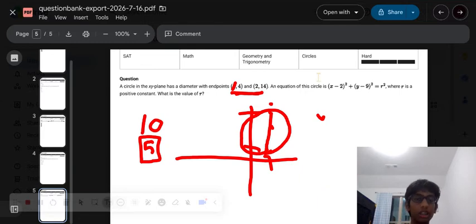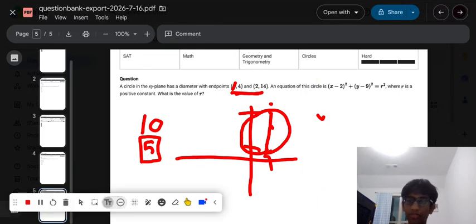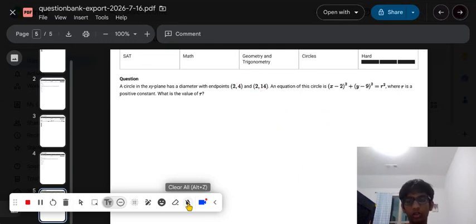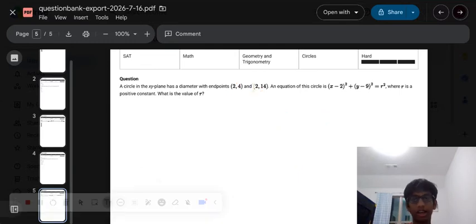Alternatively, you can also use the equation of the circle, but that's kind of overkill in this sort of situation. So, yeah, there are multiple ways to solve this one, but the fastest one is just figuring out the distance and having it.